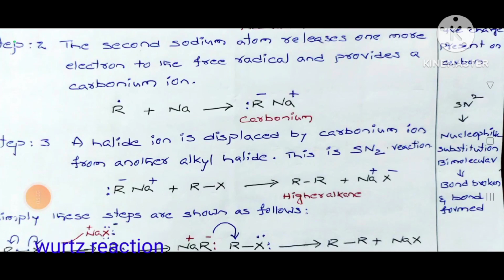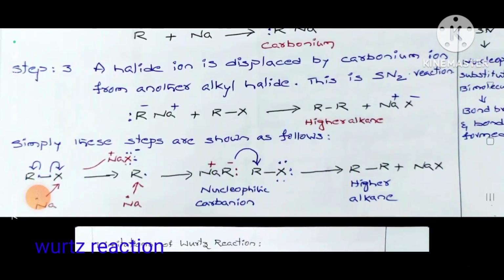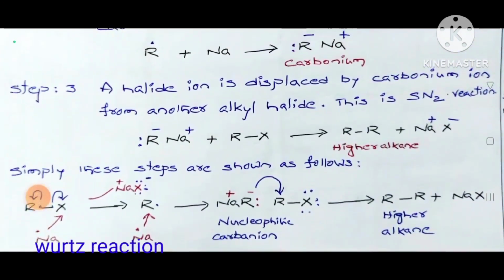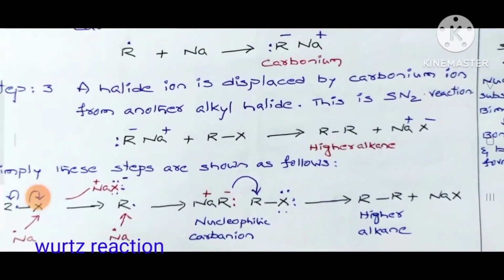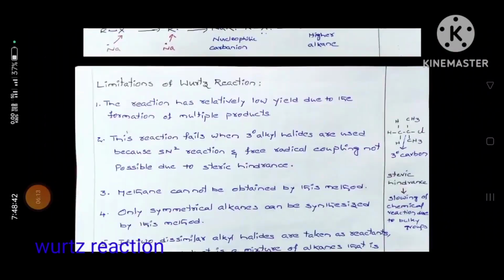What happens in step 3? A halide ion, where was the halide ion? In the alkyl halide. The halide ion in the alkyl halide is displaced by the carbanion, which is obtained in step 2, from another alkyl halide. This can be represented as R-Na plus alkyl halide RX gives R-R, that is higher alkane, plus NaX. These above 3 steps can be simply represented like this equation. In this equation also, a nucleophilic carbanion is obtained as an intermediate product. So these are the 3 steps involved in the mechanism of Wurtz reaction.